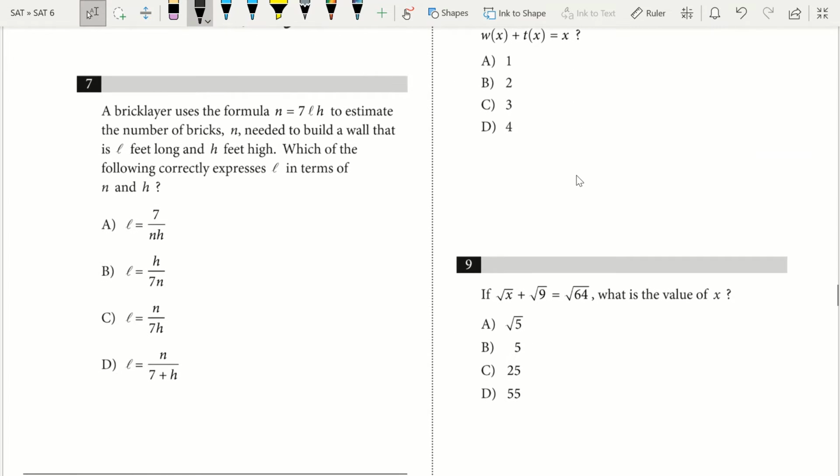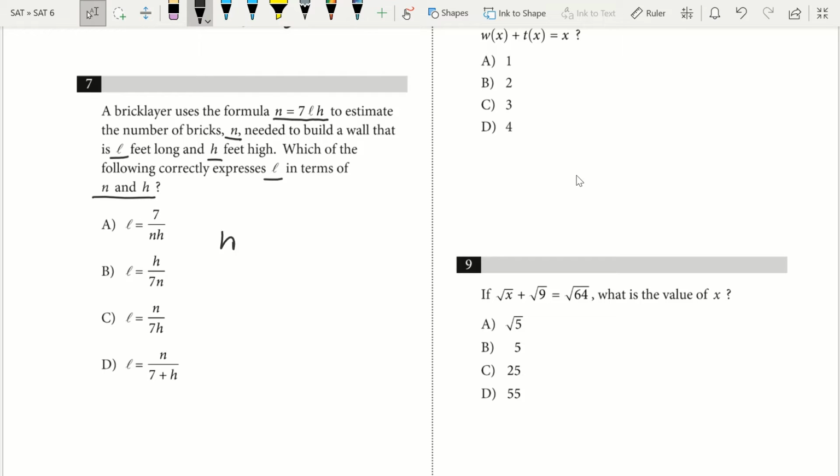Question 7. A bricklayer uses the formula N equals 7 times L times H to estimate the number of bricks N needed to build a wall that is L feet long and H feet high. Which of the following correctly expresses L in terms of N and H?